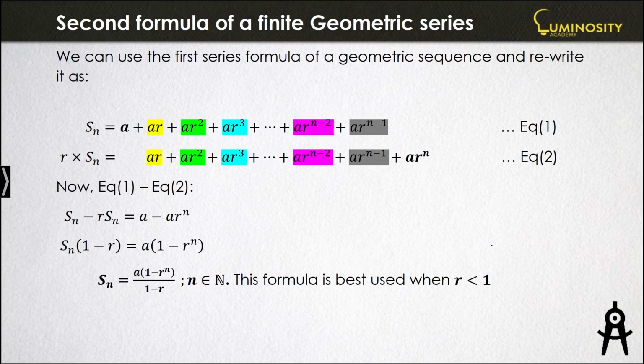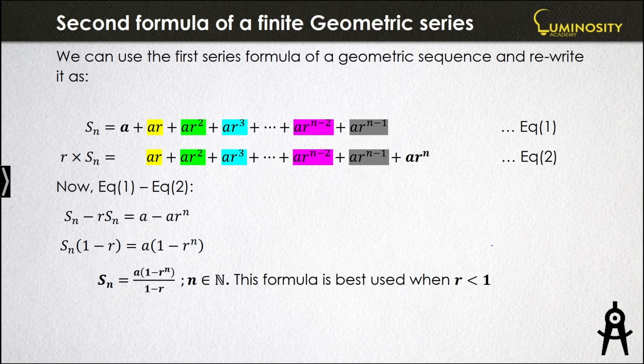Hi, welcome to this lesson on number patterns, finite geometric series. In this lesson, we're going to have a look at the second formula of a finite geometric series. In the previous lesson, we learned how to do the first formula for a finite geometric series. We used a little bit of logic that was similar to Gauss, and we did a bit of a multiplication, and we started matching pairs and cancelling out.